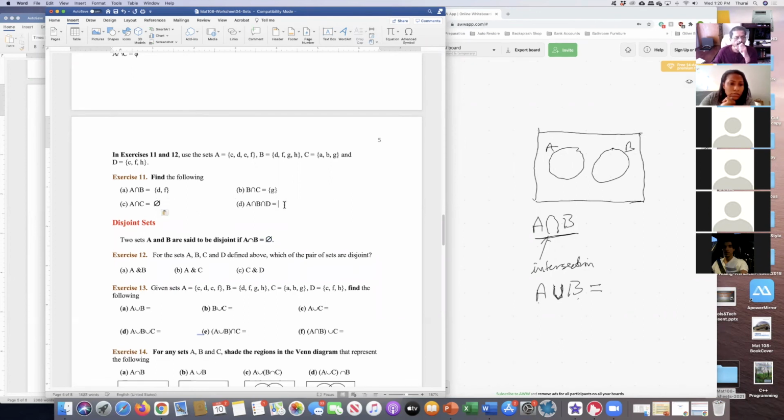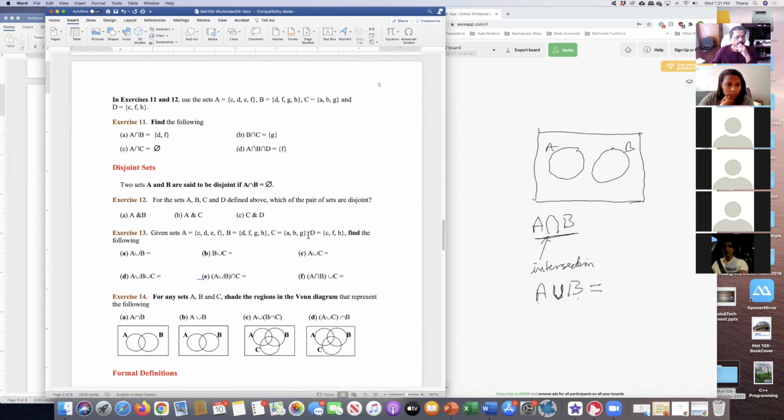A intersection B intersection D. Now remember, this means what is common to all three sets, A, B, and D. It's F. Right. So these operations can be chained. I can have 4 intersections. That means common to all of them.